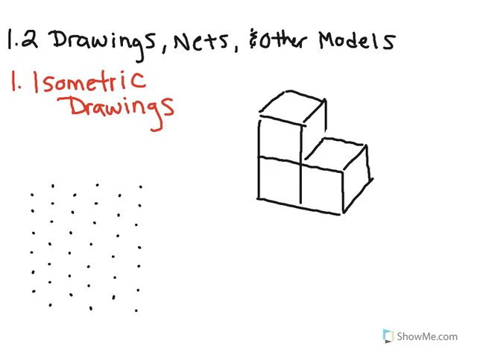Alrighty, so this is section 1.2. It goes over drawings, nets, and other models. We're going to go over three main types of drawings. The first drawing is called isometric drawings.